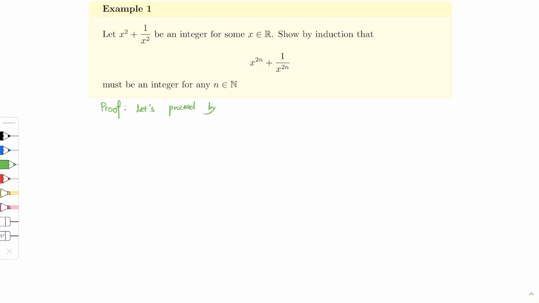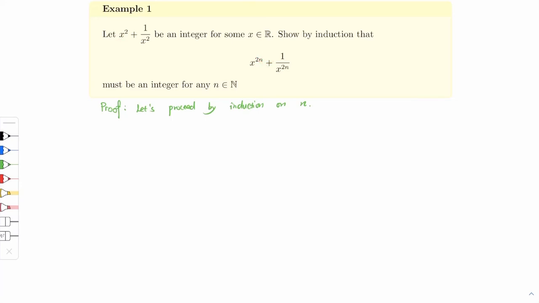By induction on n. I always write this sentence because sometimes you have more than one variable, and you might be confused about which one to do induction on. For example, in this case, you have x, you have n. Which one do you do it on?